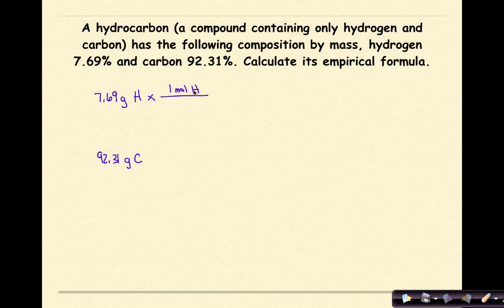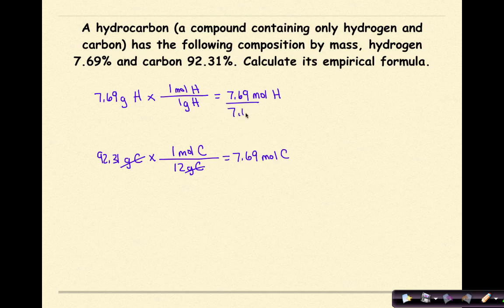1 mole of hydrogen, 1 gram of hydrogen. This one's nice and easy. So 7.69 moles of hydrogen. With the carbon, multiplication sign and a line. 12 grams of carbon on the bottom, 1 mole of carbon on the top. Cancel to make sure that my units are canceling. So 92.31 times 1 divided by 12 turns out to be, hey, 7.69 moles of carbon. They are both the same numbers, so I'm going to divide both of them by themselves.